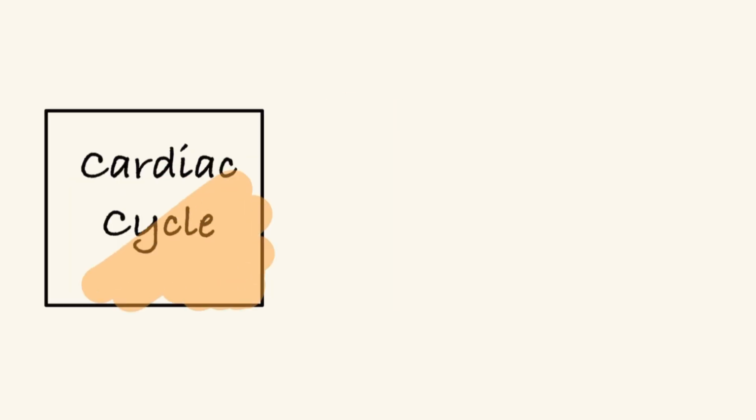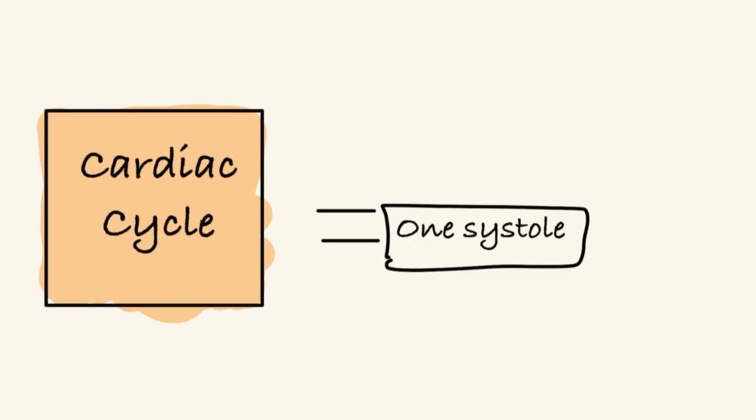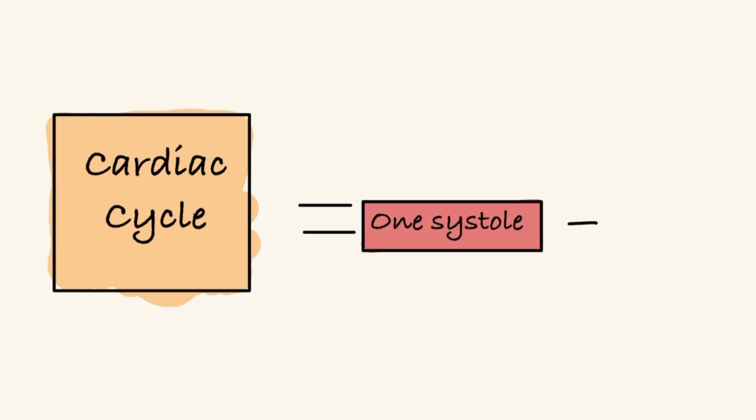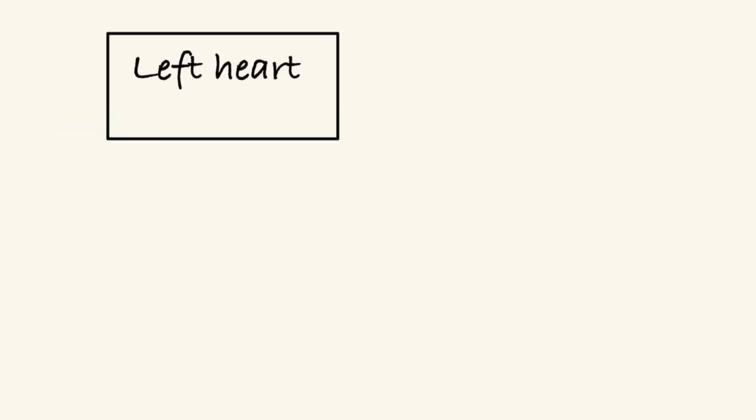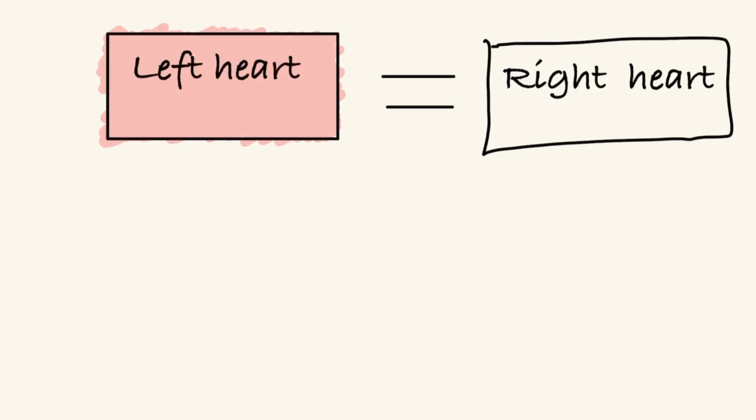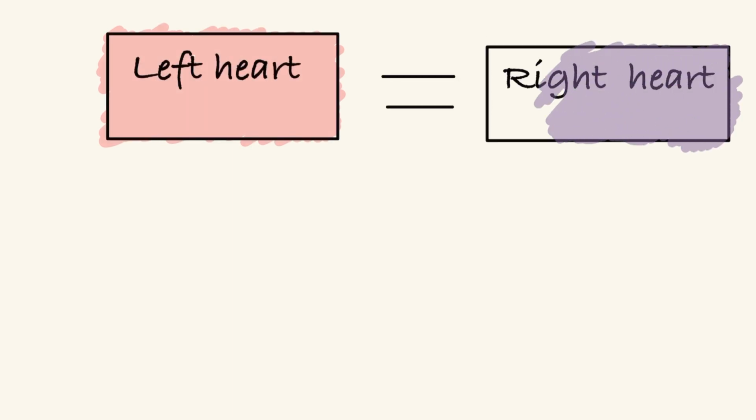The cardiac cycle refers to all the mechanical events during one systole and one diastole. We begin by discussing the events in the left heart, starting with atrial contraction. The process in the left heart is essentially similar to that in the right heart.